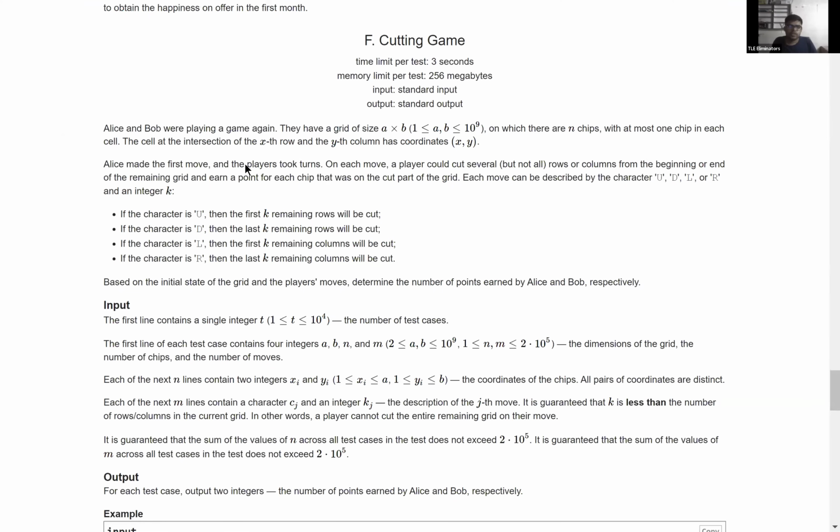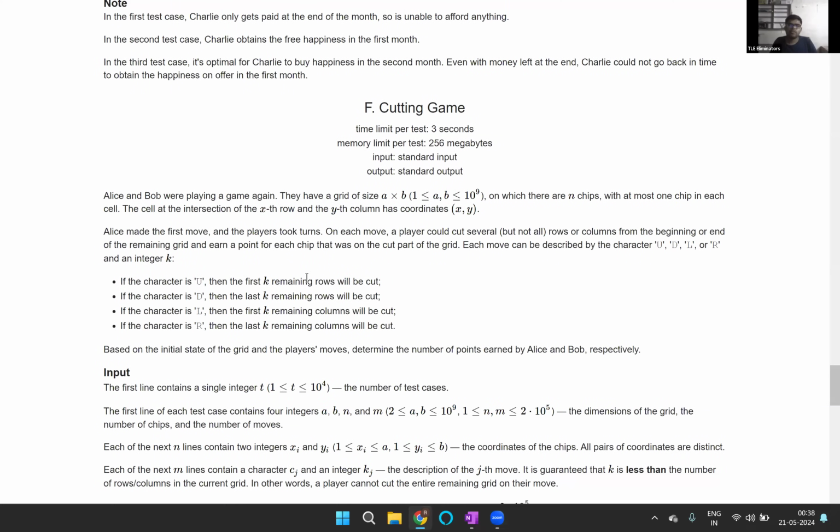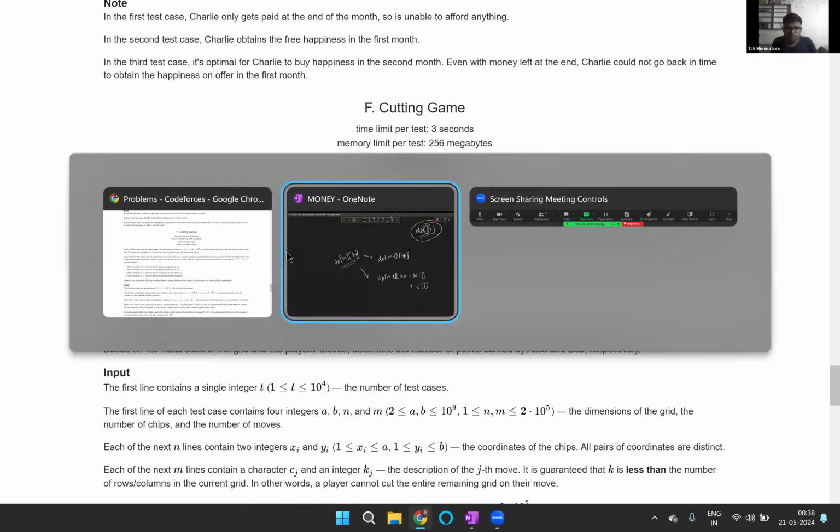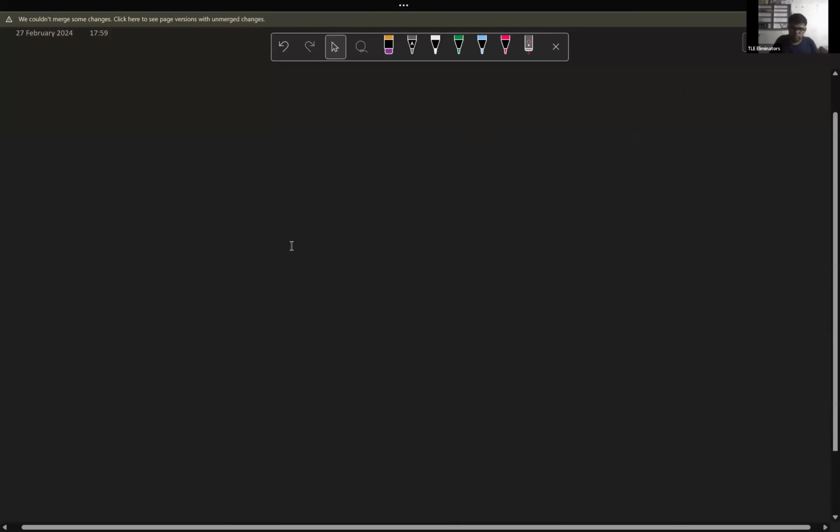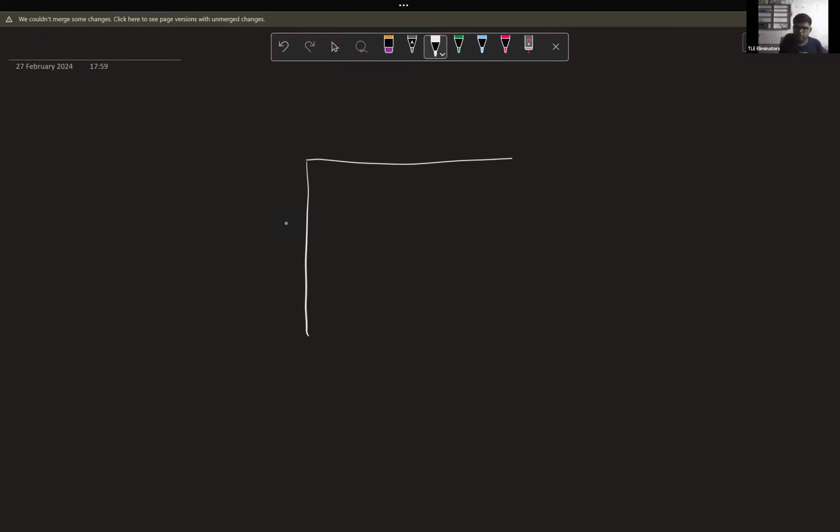Okay, so this is the sixth problem now. This is a very weird problem. The problem says that there is a very big board. Let's say that there is a very big board which is having dimensions A into B, A rows and B columns.